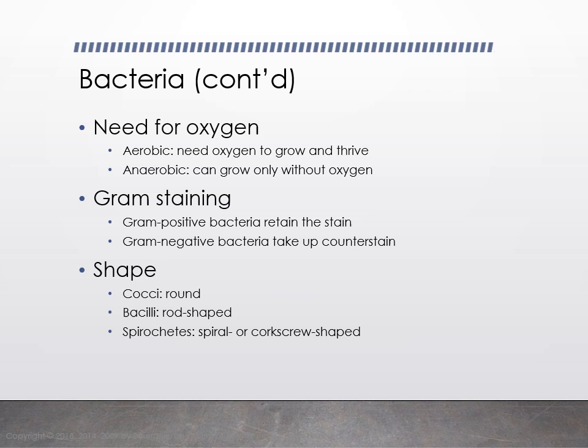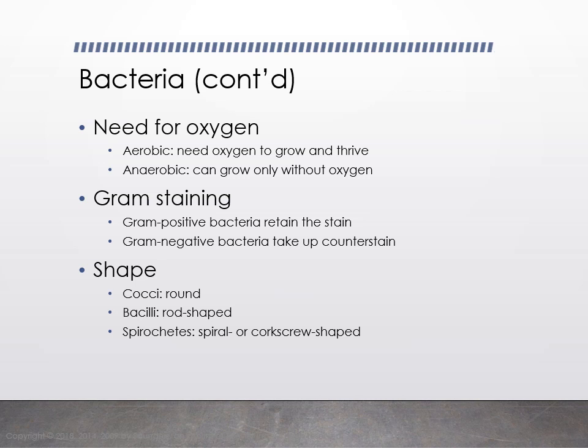So in the previous slide, we said bacteria were categorized by a couple of different ways. So the first is by the need for oxygen. We have aerobic and anaerobic bacteria. Aerobic bacteria need oxygen to grow and thrive, whereas anaerobic bacteria, they can grow only without oxygen. The next type of classification here is on gram staining. So we have gram-positive bacteria and gram-negative bacteria. Gram-positive bacteria retain the stain if stained, and gram-negative bacteria take up the counter stain.